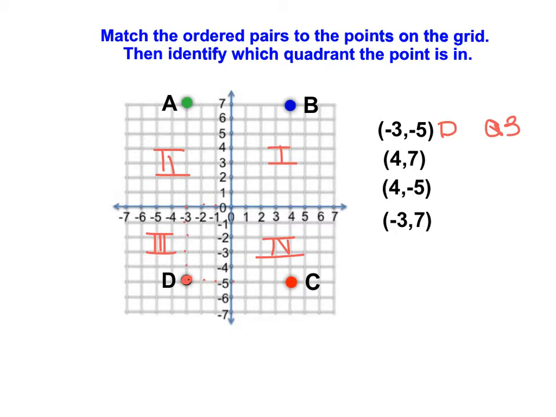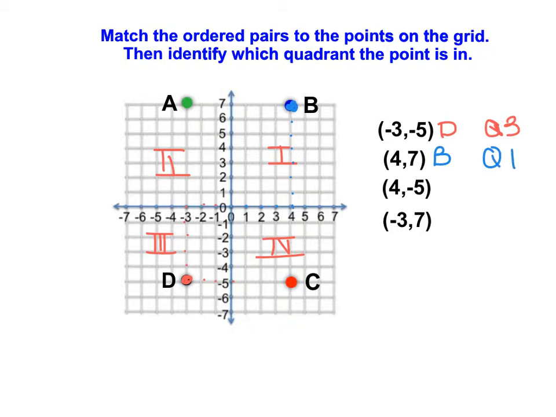Then from here I move on to the next point, and I'm trying to find, okay, x is 4, so 1, 2, 3, 4. And then from here, I'm finding x is 4, y is 7. So 1, 2, 3, 4, 5, 6, 7 here at point B. And point B I can see is in quadrant 1.